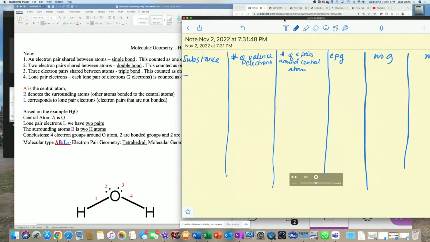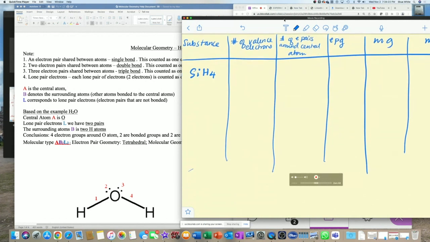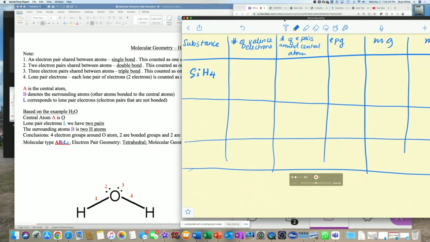Okay, so the first one I'm going to write out here will be silicon with 4 hydrogens. I'm just going to work on maybe 3 of these so we get practice. The biggest thing here is recognizing the process, right? Before you complete this table, you have to know how to draw the Lewis structure. Even though it's not written on here, you have to draw the Lewis structure.